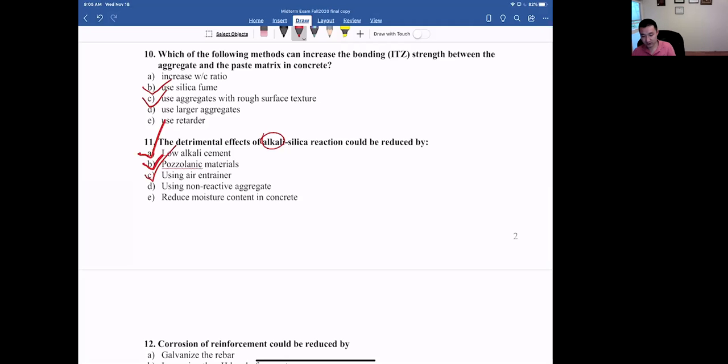If you use non-reactive aggregate, we reduce the silica, so that will also reduce the potential for ASR. Reduce the moisture content in concrete. We also reduce ASR because without moisture, the gel cannot expand. Only with moisture can the gel expand. So E is also correct.